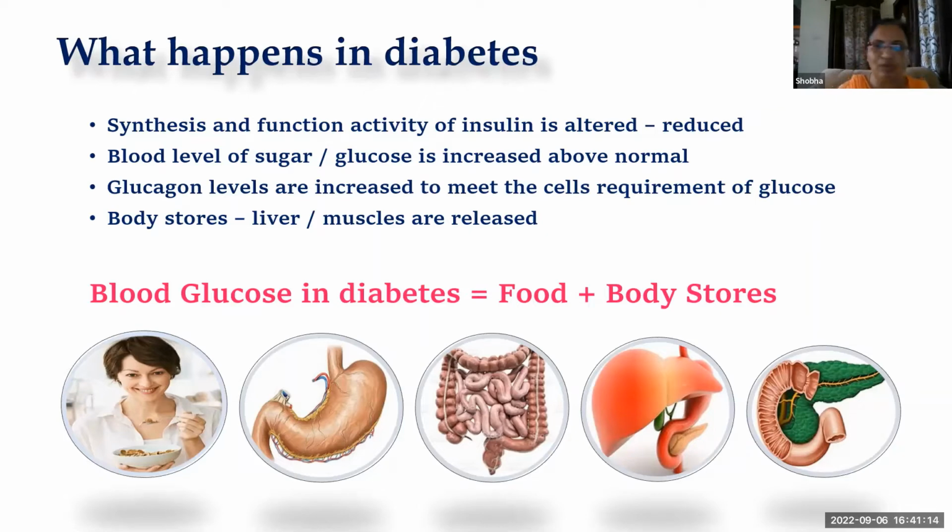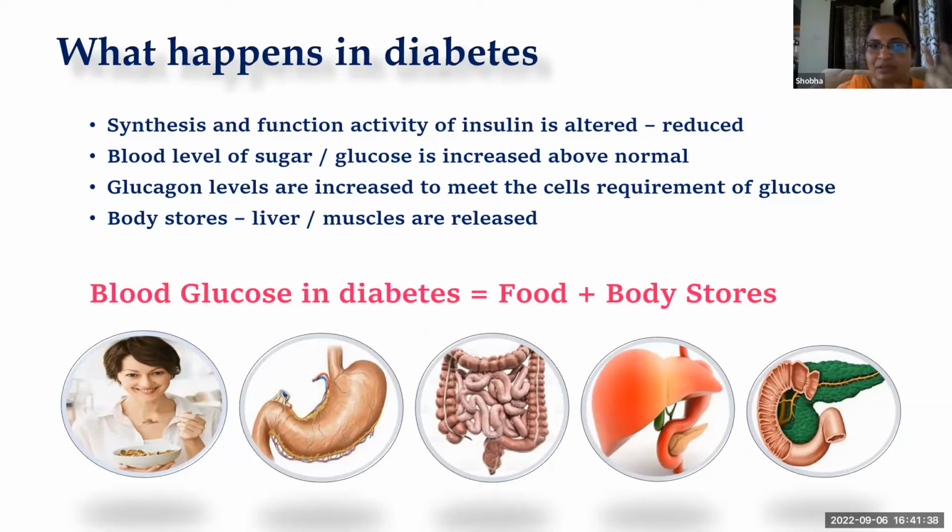That is, more than 120 to 140. So the glucagon levels are also altered to meet the cell requirement of glucose, that is, for energy. So whatever is stored in the body, be it in the muscles or the liver, it starts depleting. So your insulin function is reduced, one thing, but your glucagon function is altered or increased.